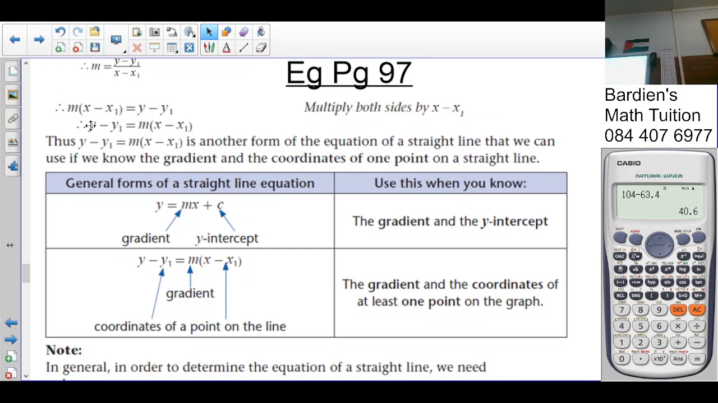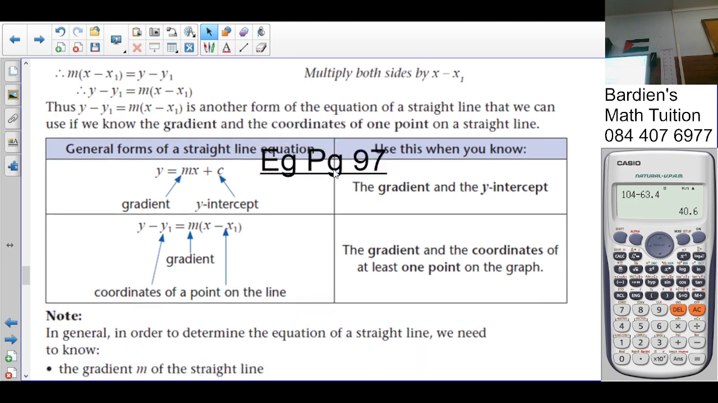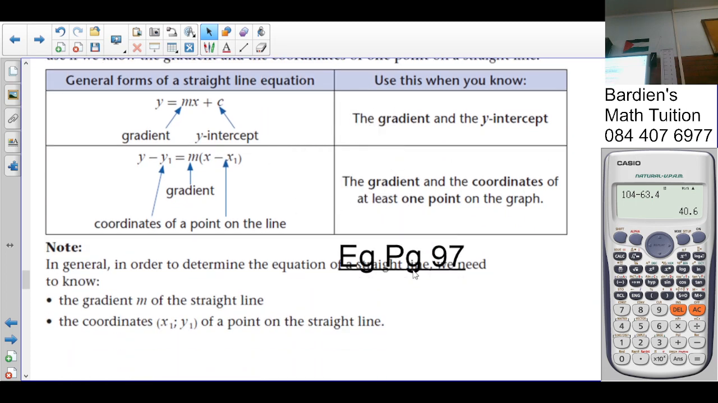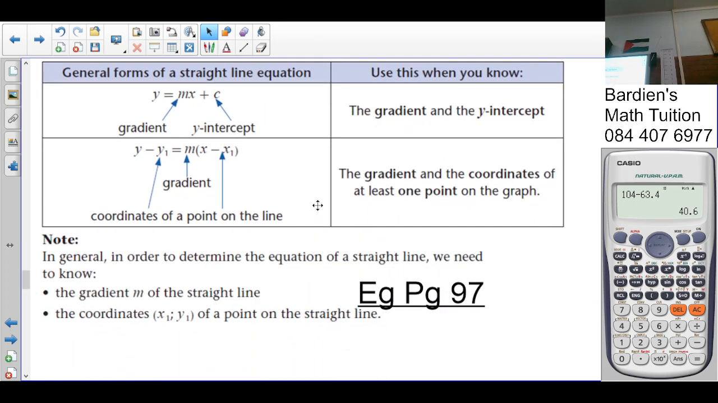I use the other one most of the time. If you decide or you prefer using this formula here, you should get the same answer that the others get, provided you don't make a mistake.